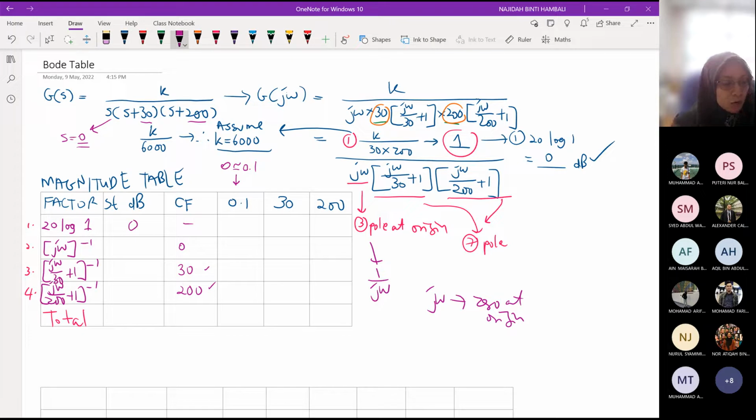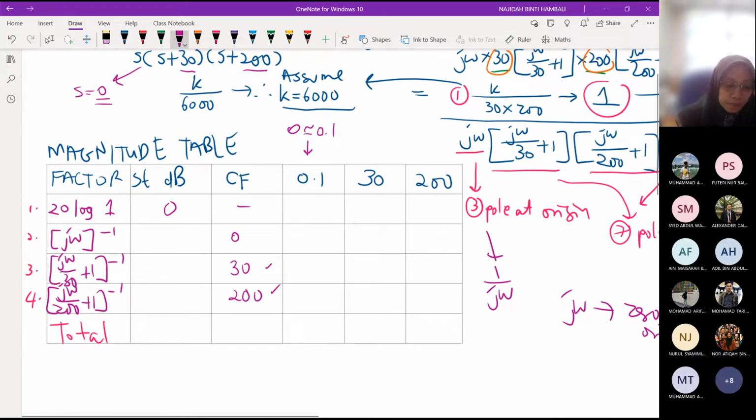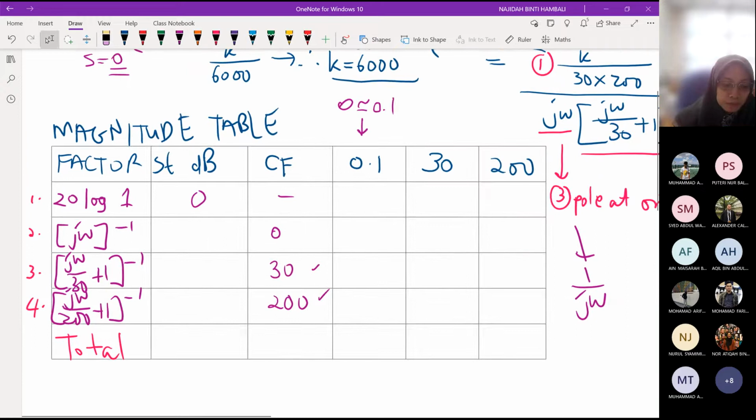How about the pole at origin? What is the starting point? Pole at origin, theory number 3. Theory number 3, pole at origin, what is the starting point for magnitude? 20. Yes, 20 or positive 20.